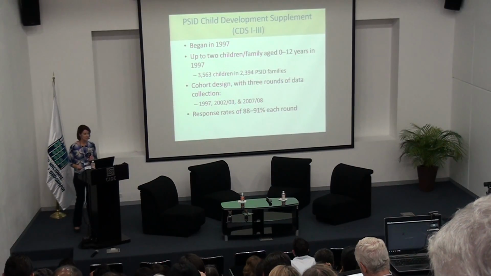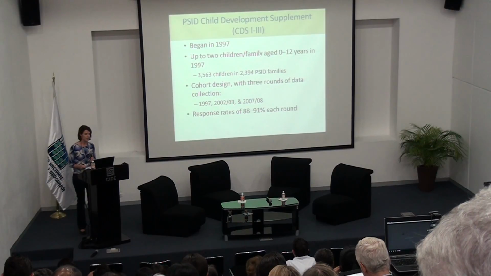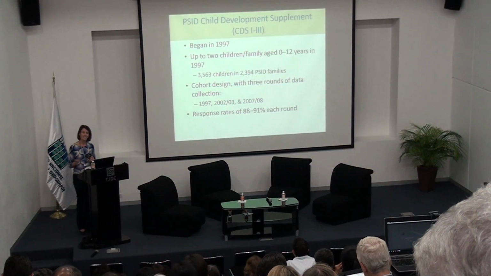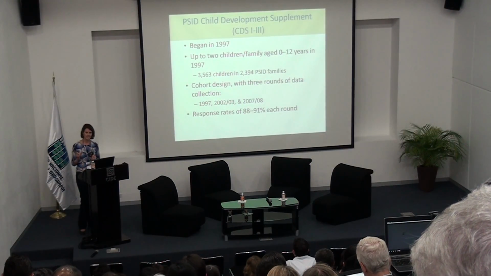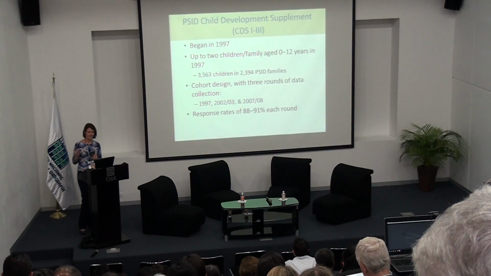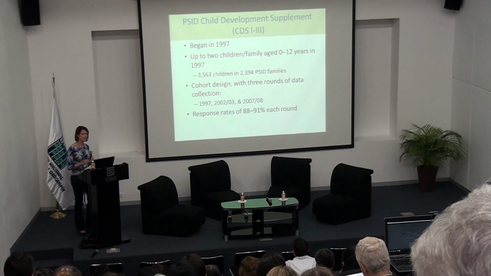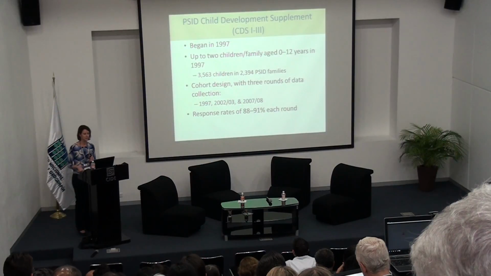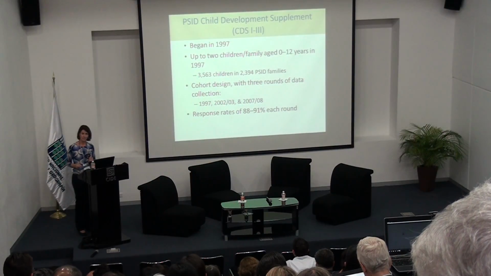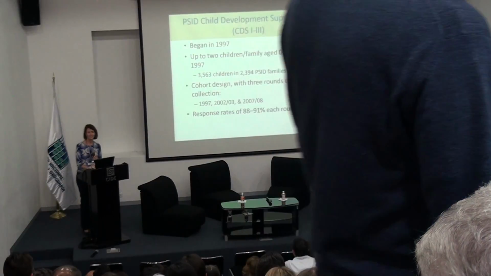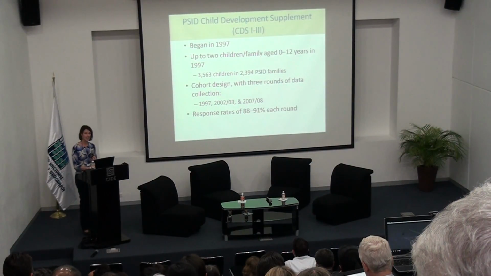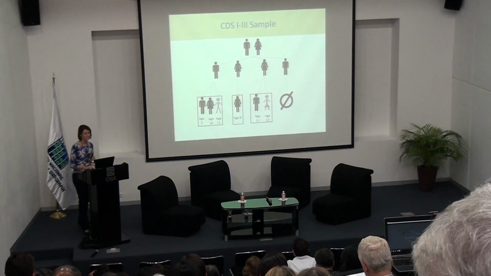So we ended up with about 3,600 children living in 2,400 PSID families. And this study had a cohort design with 3 rounds of data collection. That initial effort in 97, another effort 5 years later in 2002, and another effort 5 years after that in 2007. And again, the response rates were lower for this than they are for the core, but they were fairly high for a study of this nature.